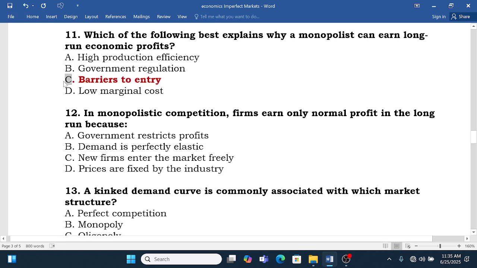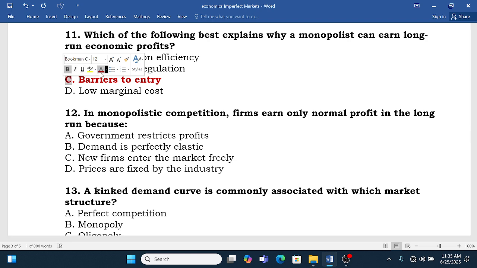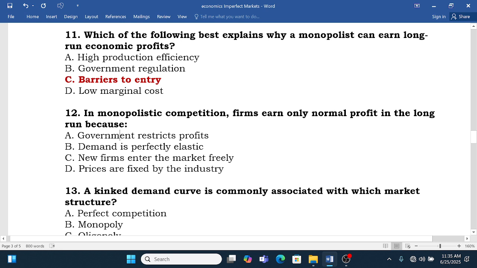Question number 12 is asking, in monopolistic competition, firms earn only normal profits in the long run because A, government restricts profits. B, demand is perfectly elastic. C, new firms enter the market freely. D, prices are fixed by the industry. So therefore, the answer is C, where new firms enter the market freely.